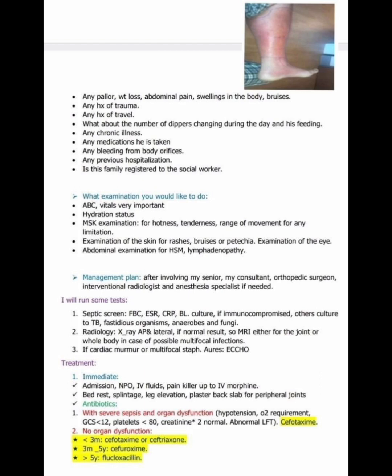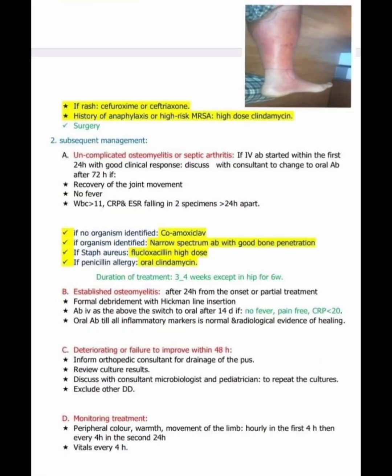Antibiotics we give: number 1, with severe sepsis and organ dysfunction, hypotension, oxygen requirement, GCS less than 12, platelets less than 80, creatinine 2 times normal, abnormal liver function test, we give cefotaxime. Number 2, if no organ dysfunction, then less than 3 months we give cefotaxime or ceftriaxone. 3 months to 5 years we give cefuroxime, and more than 5 years we give flucloxacillin. Rash, cefuroxime or ceftriaxone, history of anaphylaxis or high risk MRSA, high dose clindamycin and surgery.